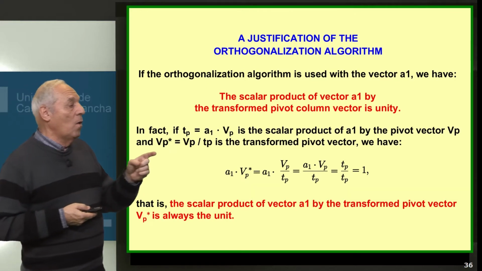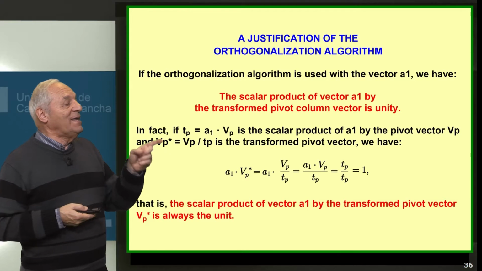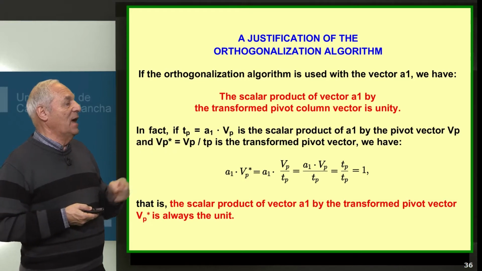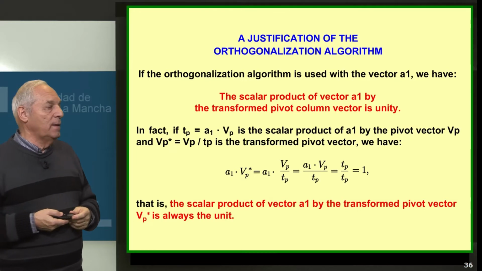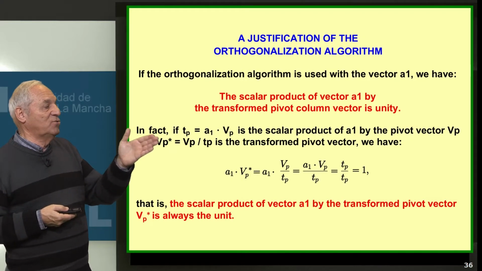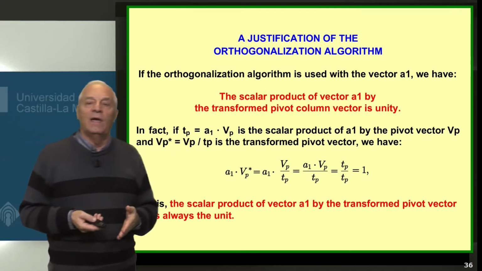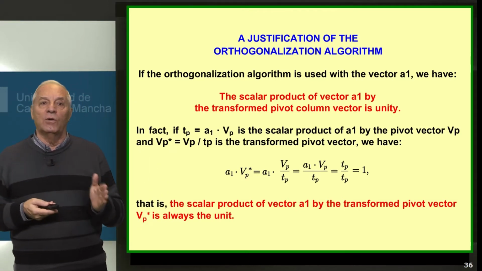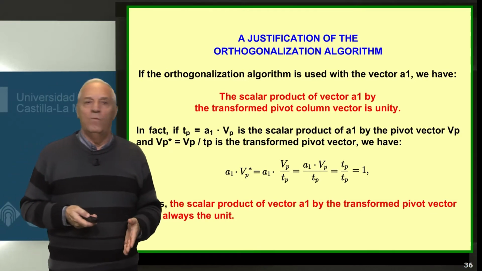And what is A1 by VP? We have it 2 lines back, it's TP. Then, as A1 by VP is TP, and it is divided by TP, we get the value 1. Then, it is shown that the scalar product of the vector A1, that we introduce into the algorithm, by its transformed pivot, always gives 1.